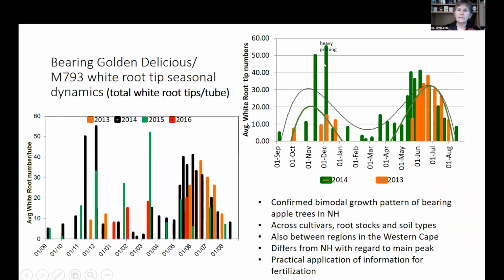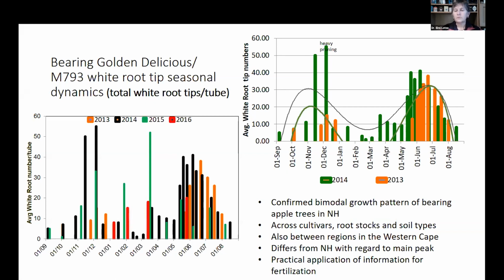If we look at this graph here, you could see again there was a bimodal pattern that we followed for 2 seasons. So that confirmed the bimodal growth pattern of bearing apples in South Africa. And this was true across cultivars and rootstocks and soil types. And eventually we also confirmed that in 2 different regions in terms of chilling requirement in South Africa.